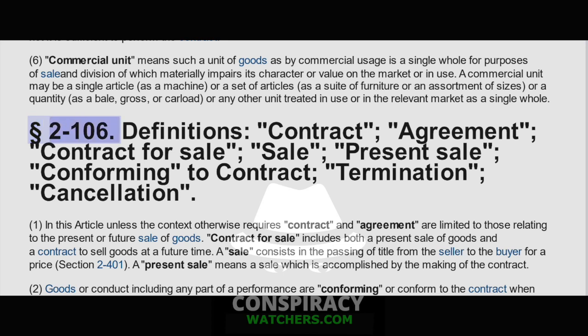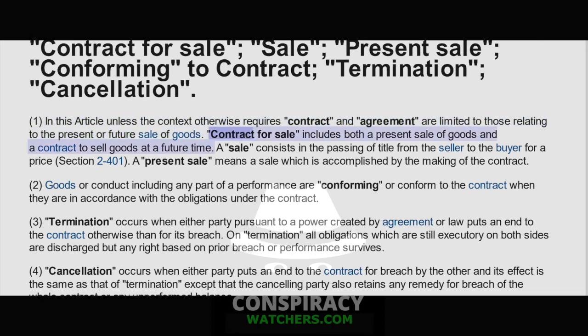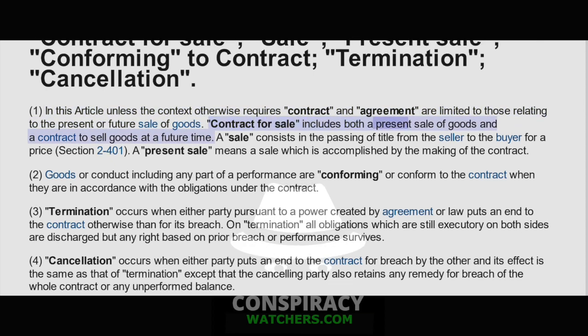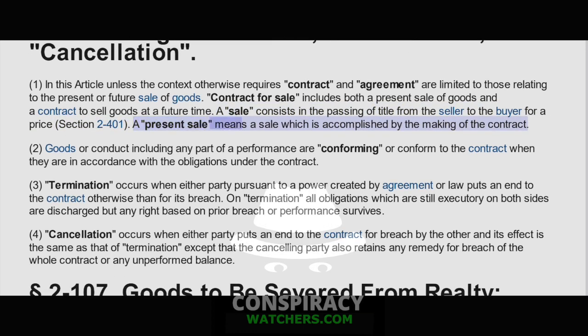Section 2-106. Definitions: contract, agreement, contract for sale, sale, present sale, conforming to contract, termination, cancellation. In this article, unless the context otherwise requires, contract and agreement are limited to those relating to the present or future sale of goods. Contract for sale includes both the present sale of goods and a contract to sell goods at a future time. A sale consists in the passing of title from the seller to the buyer for a price. A present sale means a sale which is accomplished by the making of the contract.